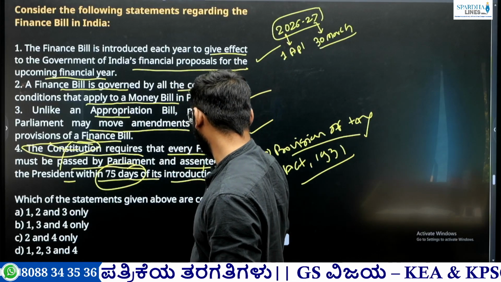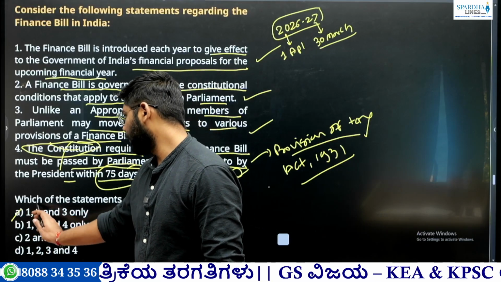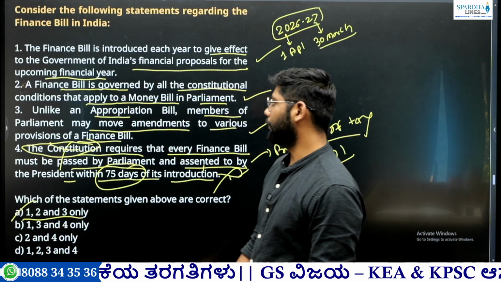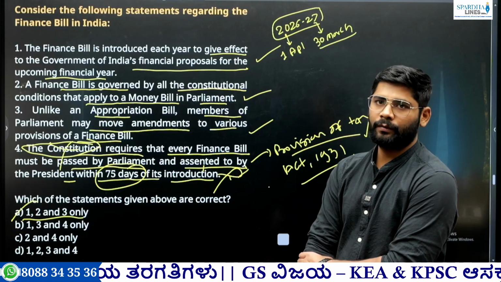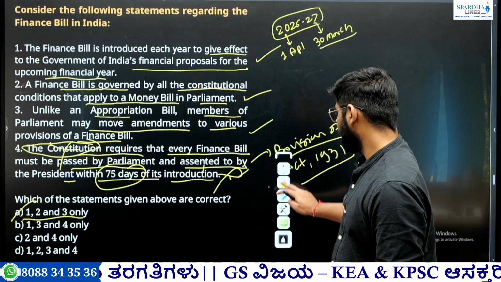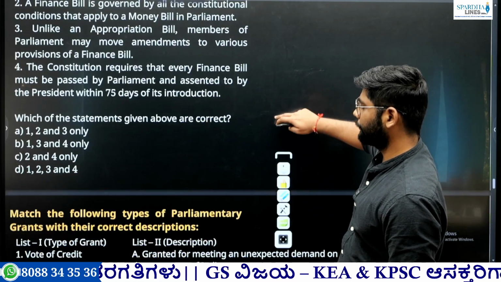So this last one is wrong here. So correct is here 1, 2, 3. The first, second, and third statements are correct here. Then we'll move towards the next one.